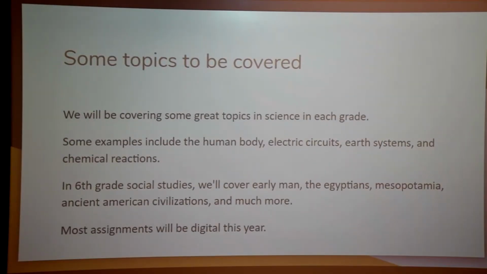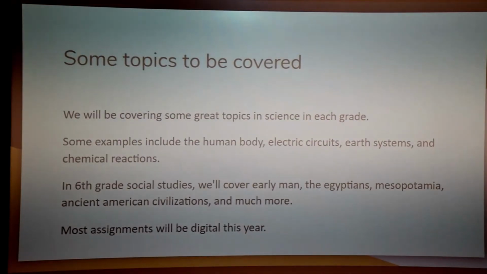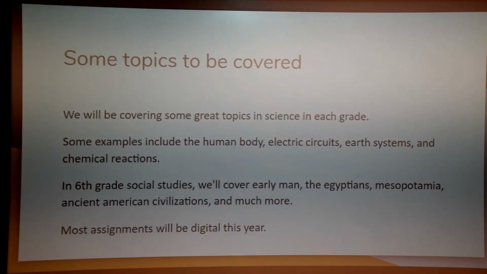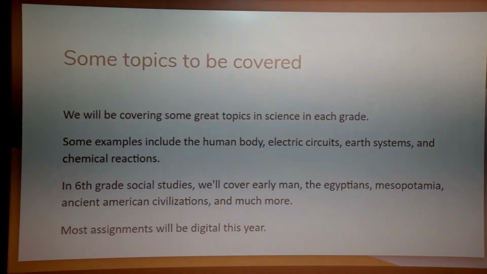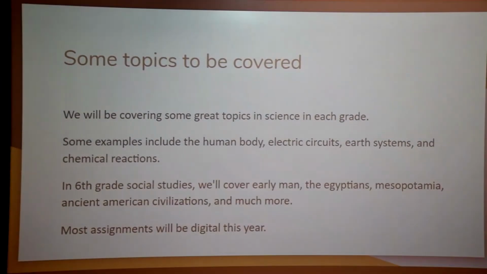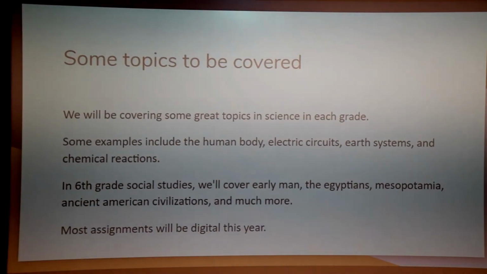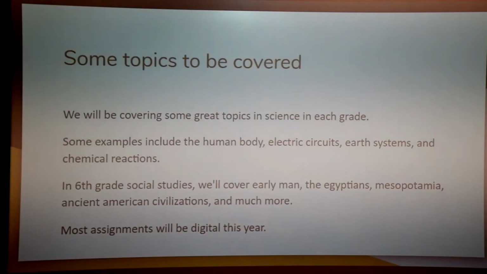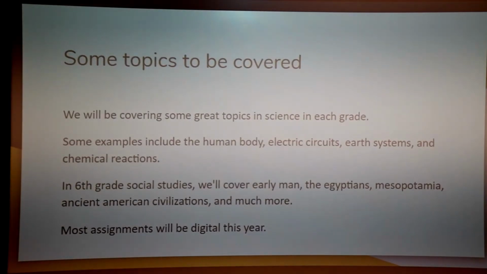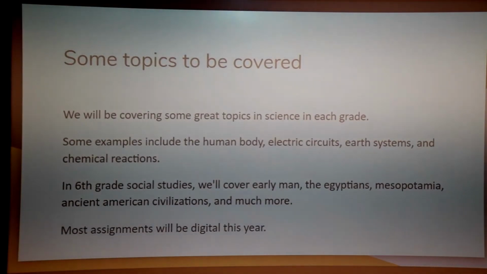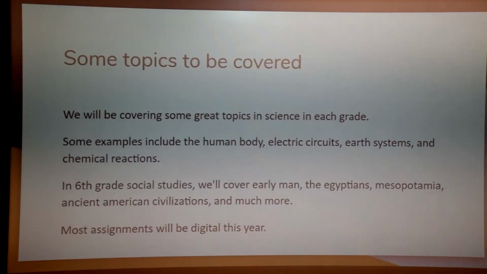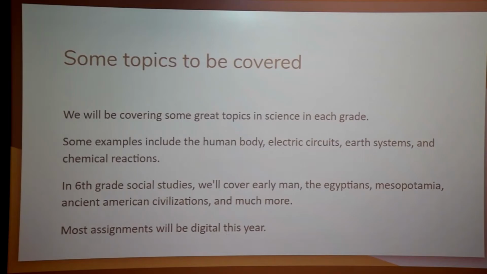So some topics just covered in science and social studies. We'll be covering some good stuff in science in all grades. Some good examples are the human body, talking about the circulatory system, for example. We learn about electrical circuits and magnetism. We'll learn about the different earth systems, tectonic plates, the water cycle, and we also discuss a lot about chemical reactions, and do some labs in there. We do a lot more than that, but I won't take up all your time covering everything. You're welcome to contact me if you'd like to learn more.